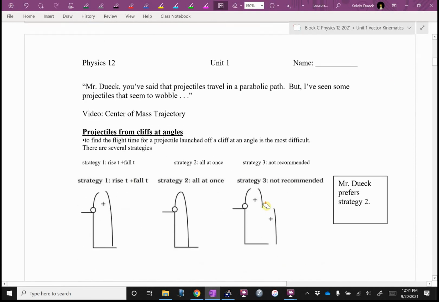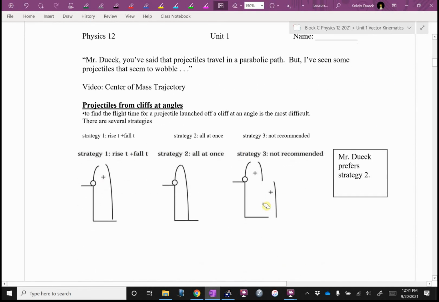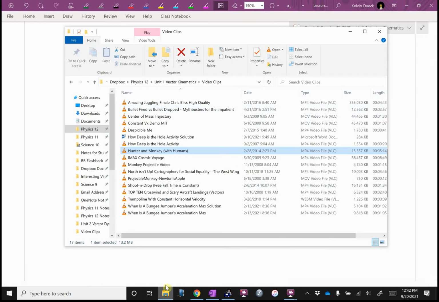I had somebody the other day say to me, Mr. Dewick, you said that projectiles travel in parabolas, but I've thrown things and they've kind of wobbled. I've spun a basketball that was warped and I could see that it was wobbling. How can you say that they follow parabolas when they wobble? Put your pencils down, look up.